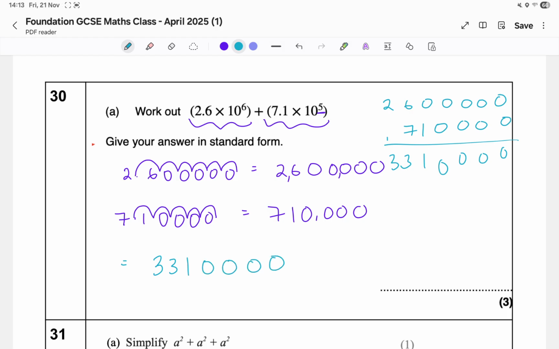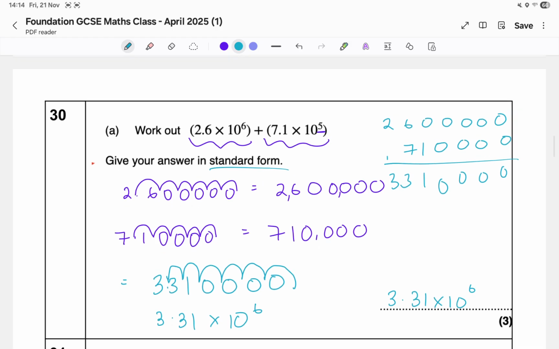That's my final answer, but I need to give my answer in standard form. So I'm going to put it in standard form 1, 2, 3, 4, 5, 6. So 3.31, so this is between 1 and 10, times 10 to the power of, I moved the decimal point 1, 2, 3, 4, 5, 6 times. There's my number in standard form. I say that's the easiest way to do it. Write your numbers as original numbers and then convert it back into standard form. So these first 30 questions were the whole number topic, one of each topic. So yeah, okay.